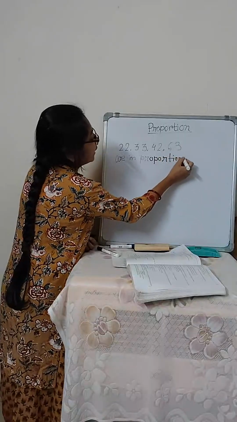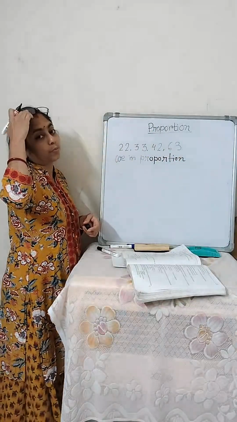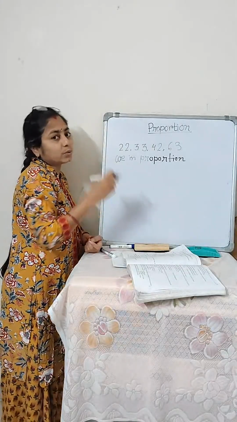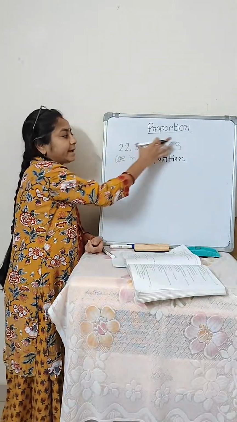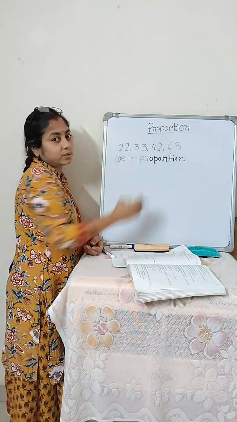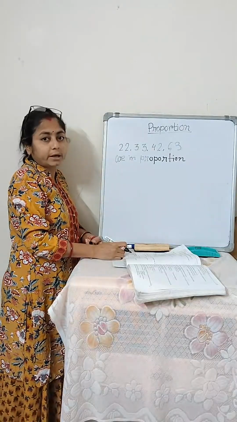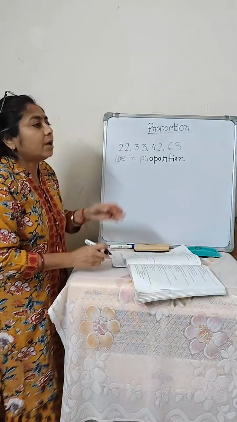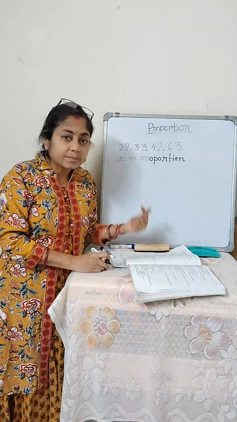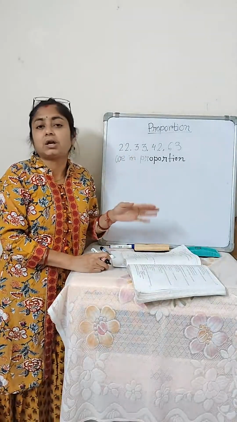How can you find out this one? You do not know whether it is a proportion or not. In that case, the middle two parts are the mean parts, and the first and last ones are the extreme parts. So how can you do it? In a proportion there is one rule: the multiplication of the extreme parts is equal to the multiplication of the mean parts.